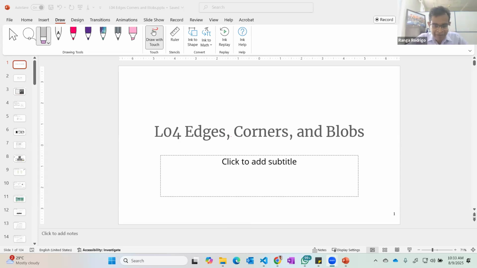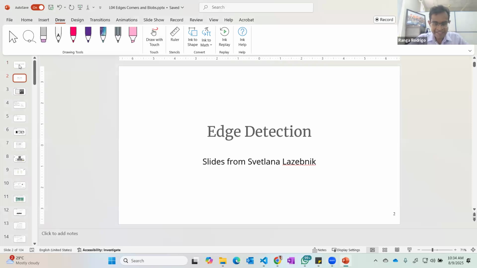Today, we will continue to look at edges, corners, and blobs. And then we will go on to discuss another important topic called fitting. So, under edges, corners, and blobs, we started discussing mainly about the edge detection.